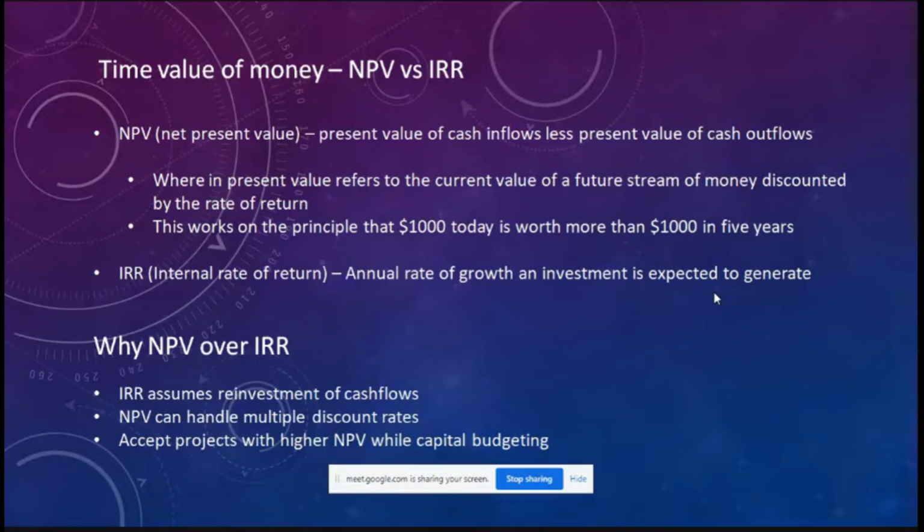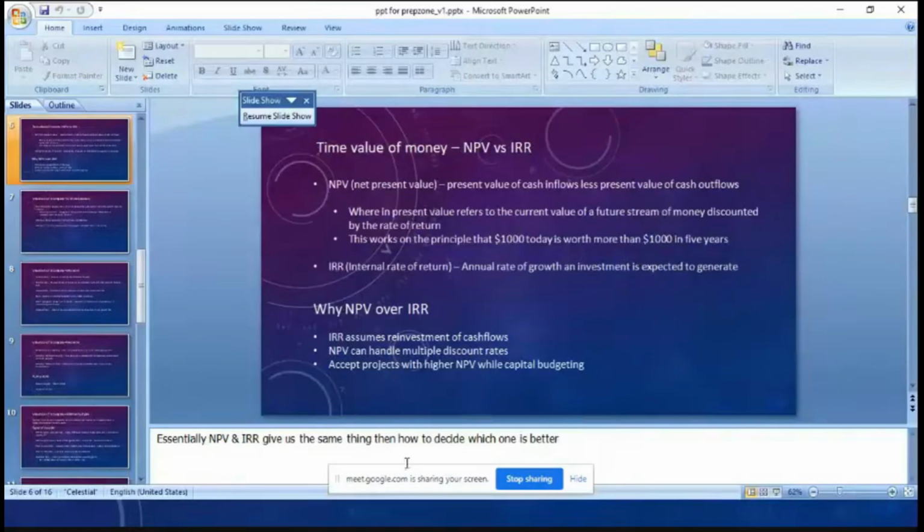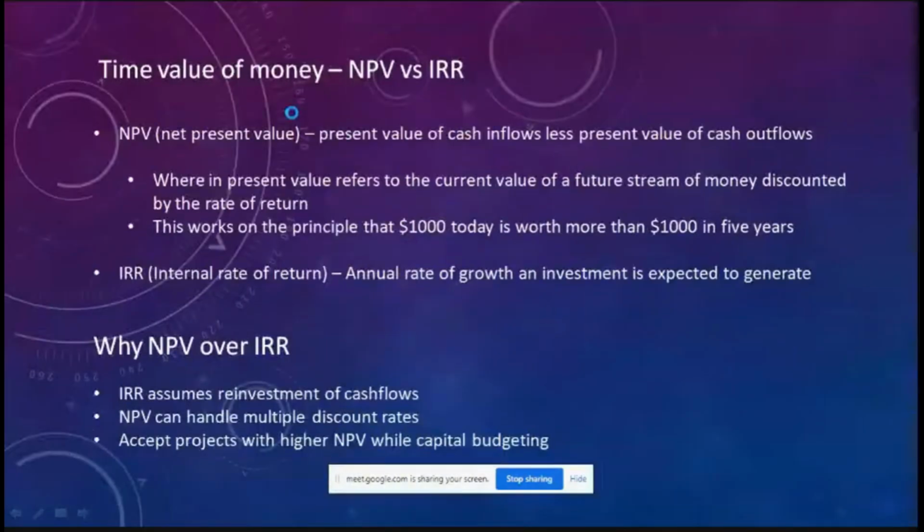Ma'am, I understood what NPV is, but I don't know what's the definition of IRR here. So internal rate of return is nothing but this 10%, because that is the rate or the percentage at which my outflows equal my inflows. Okay, got it.